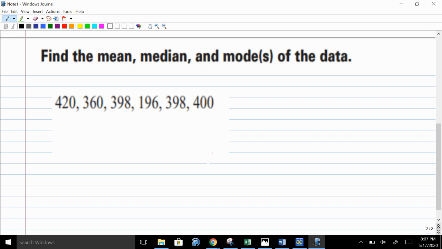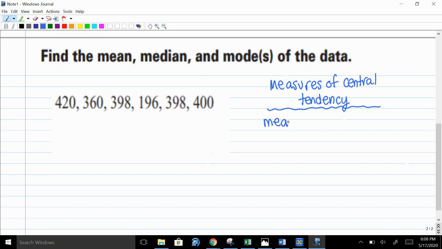Okay, guys, I'm hoping that this is relatively easy for you. We're talking mean, median, mode, otherwise known as the measures of central tendency. We use these to study data, right?